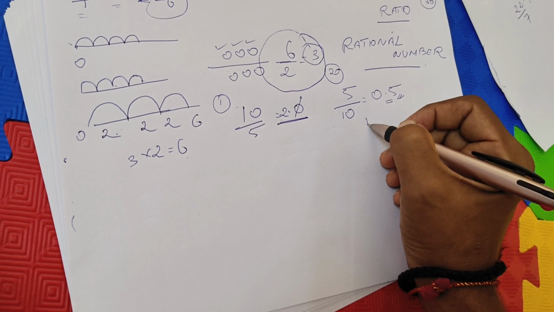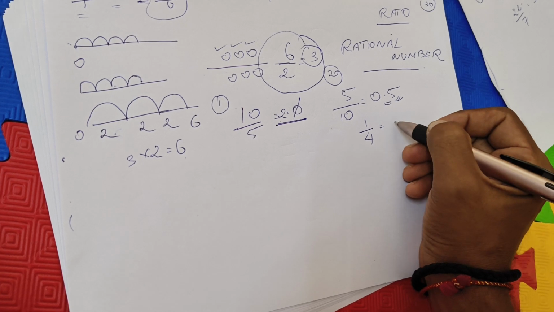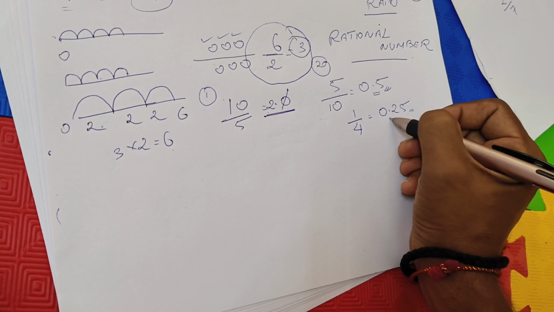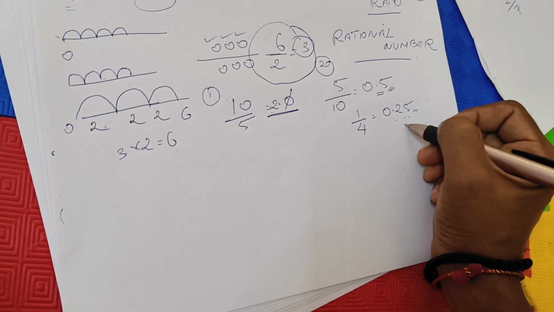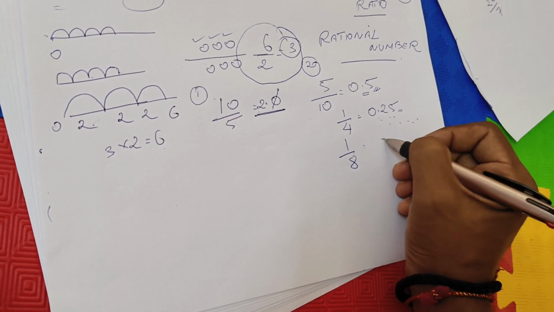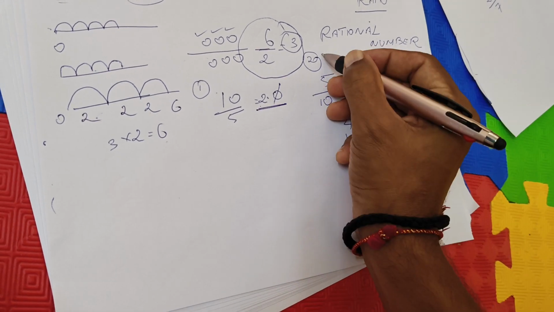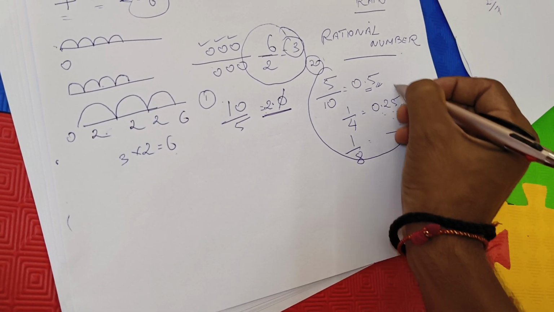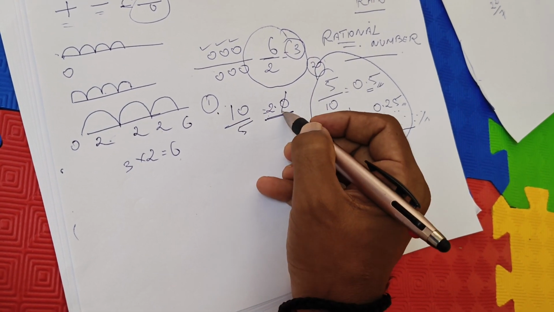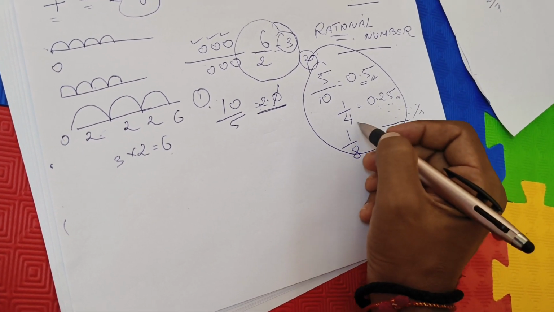Let's do 1 by 4. If we do 1 by 4, it is 0.25. This decimal also finished, but with two numbers instead of one. Like this, there might be 3 numbers, 4 numbers. If it is 1 by 8, it might go to 3 numbers and finish. These are all finishing numbers. The finishing number category is also called rational numbers. First is no decimal, rational number. Second is decimal, but it finished.